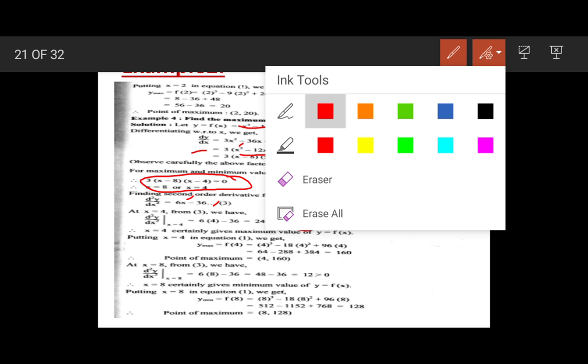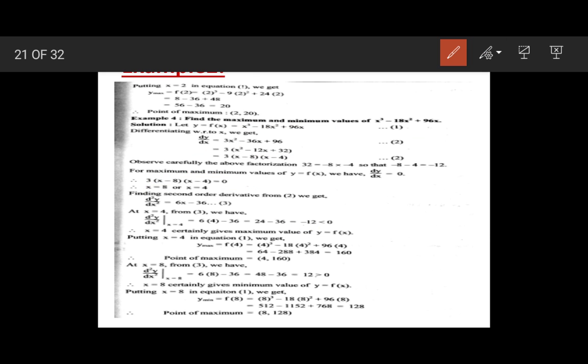Again I am getting second order derivative as minus 12. But that is purely coincidence. Not every time you will get same value. So second order derivative is minus 12 means negative. So we get a maximum value.